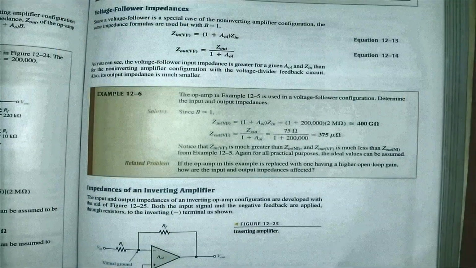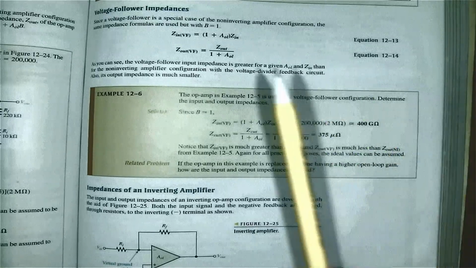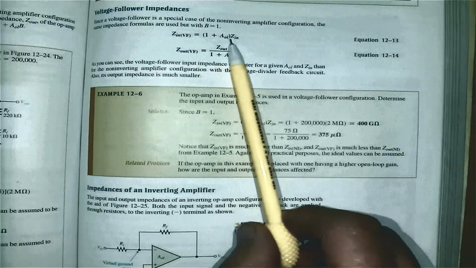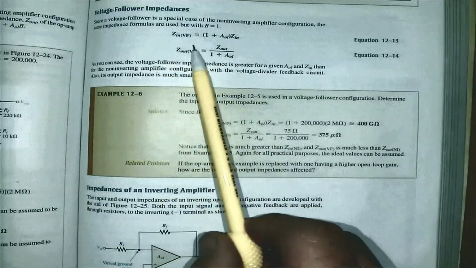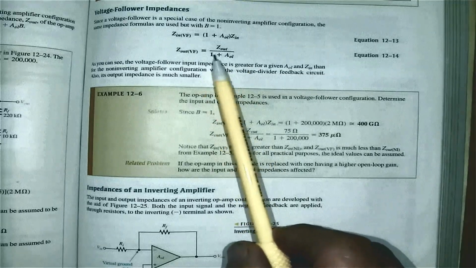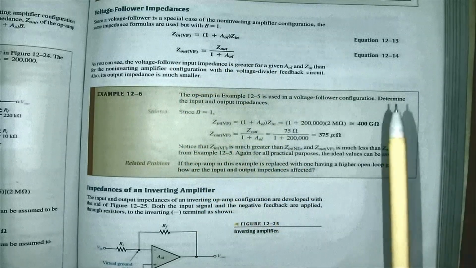All right, we can also look at voltage follower impedances, and we know in the case of the voltage follower, our attenuation is 1. That means in the case of the voltage follower, we will have the highest possible input impedance, because then it's only going to be 1 plus my open loop gain times the input impedance of the device itself. That means very high input impedance. The output impedance will be the output impedance of the device divided by 1 plus the open loop gain. You can see a very low output impedance.